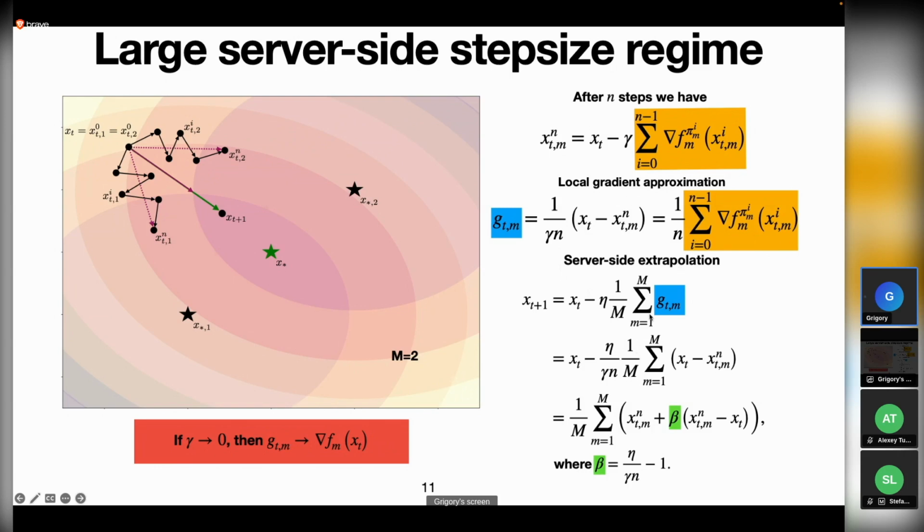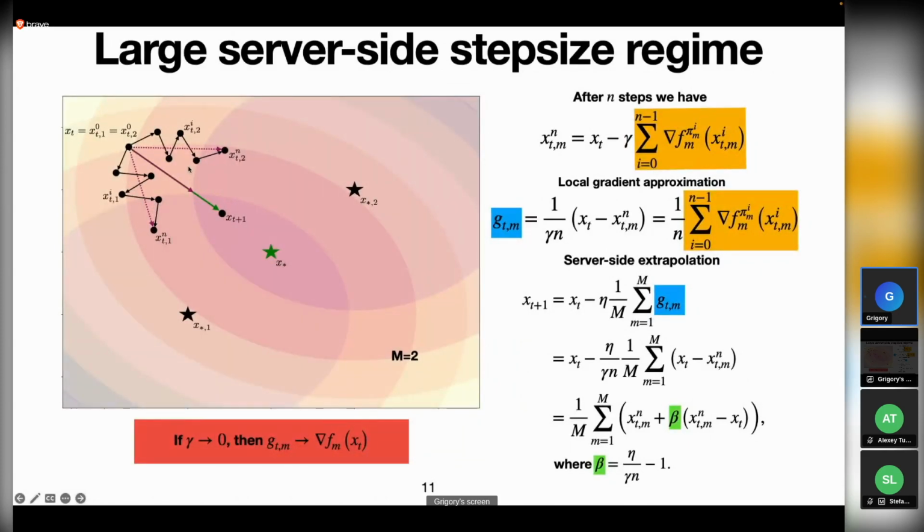So if we do a little bit of algebra, we will see that if the server step size eta is larger than gamma n, where gamma is the local step size, we will have, in some sense, interpolation. And we will have an additional jump, which is indicated as a green line in my illustration. So roughly speaking, if we have small client step sizes gamma, we can control local variance.